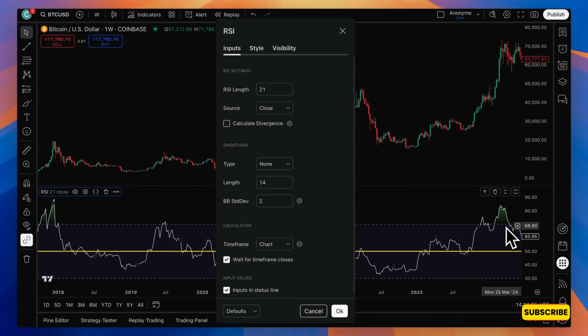Next, you can see that I have my overbought line at 70%, my oversold line at 30%, and the middle line right in the center at 50%. I'll come back to that. It's going to be very important in the strategy.